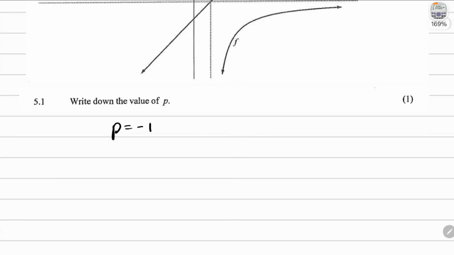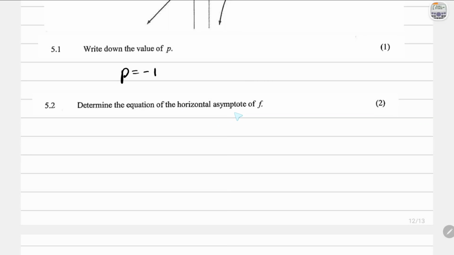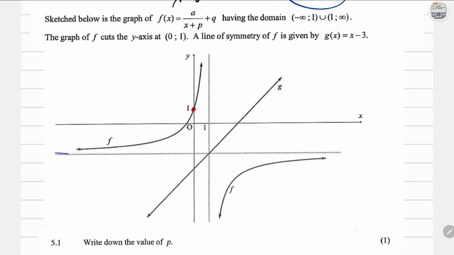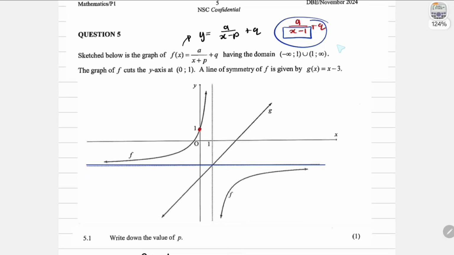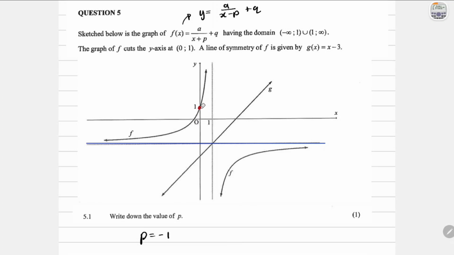Moving on to the next question. 5.2 says determine the equation of the horizontal asymptote of f. So this one is what we need to find now. Okay, is there any hint that helps us to find the horizontal asymptote? You see that they gave you this point (0, 1), but you can't really just substitute it to find that horizontal asymptote. It won't work because right now a is still missing. So you have a and q missing. So 1 point is not enough.